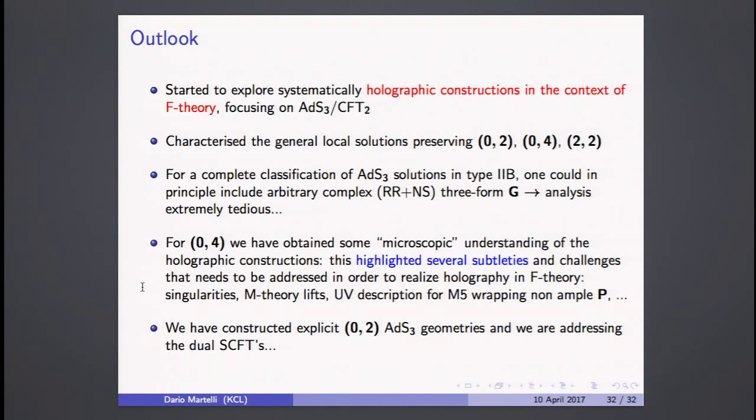One thing that we can do next is to focus on the perhaps even more interesting part, which is the (0,2) case, where we can actually already construct various examples, generalizing the construction of Benini et al. And we are in the process of understanding the field theory duals, which is quite challenging. I mean, this case was full of caveats, and this is going to be even fuller. So hopefully in the near future, we will conclude also the analysis of the (0,2) examples. But for the moment, if you're interested, you should look out for the (0,4) case to come out soon. Thank you, and sorry for the overtime.